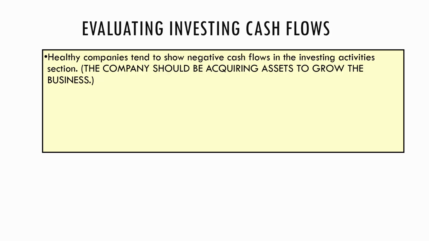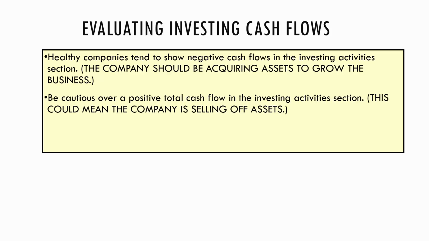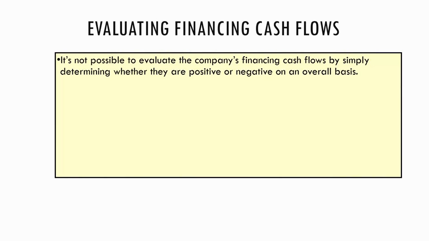Now, investing, what do we like to see there? Well, investing is buying property, plant, and equipment. So if the company is growing, it has to buy property, plant, and equipment. That's how it grows. So we would like to see some cash being used to buy property, plant, and equipment. Now, if it has cash flow coming from this and it's positive, it could be they're selling off their assets or they're closing down their business. That's a bad thing.